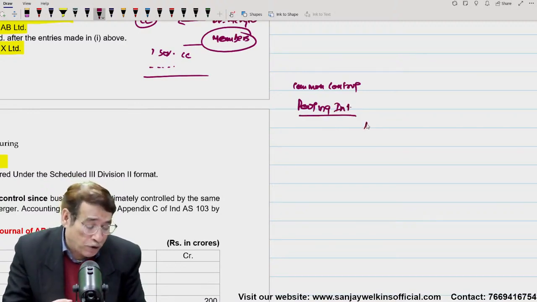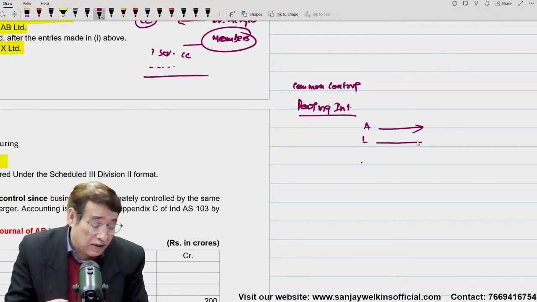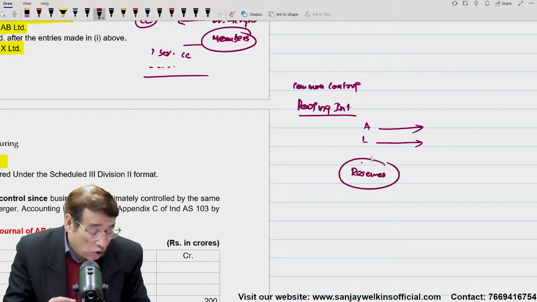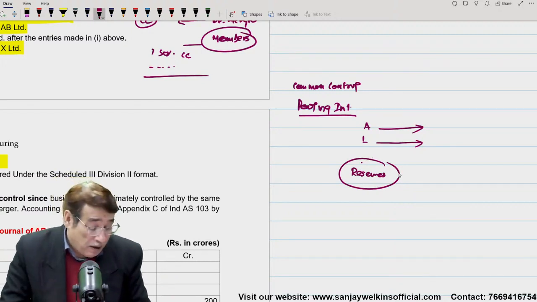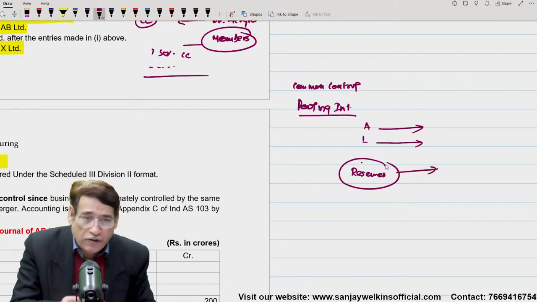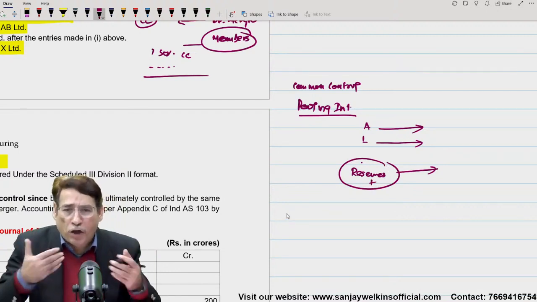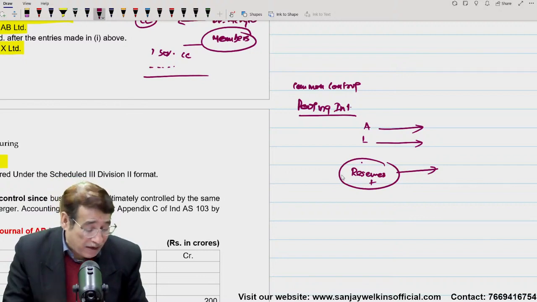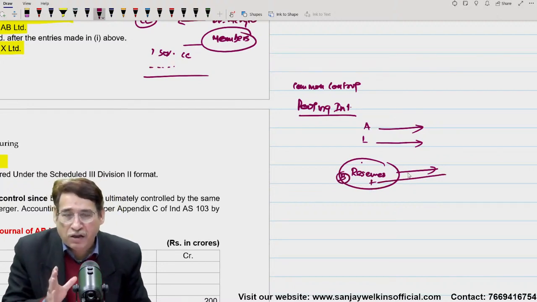Under the pooling of interest method, of course, we combine assets and liabilities. Just think of it in this manner. Similarly, many people think that the new company will take over the assets, the liabilities, and the reserves also. Many people are under this sort of confusion. But let me clarify it. The new entity will take over reserves only if it has some positive balance. No entity or no man worth his salt will take over any losses of the other entity unnecessarily. Are you getting my point or not? So this time Division B is having losses, so their reserves will not be taken over. It is as simple as that. Is it clear to you or not?